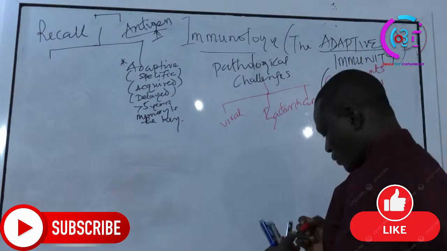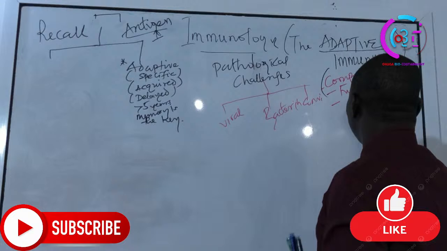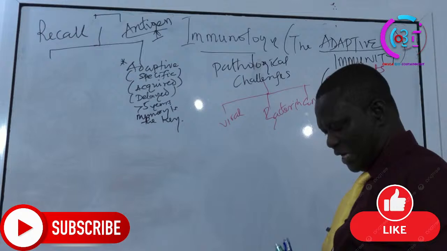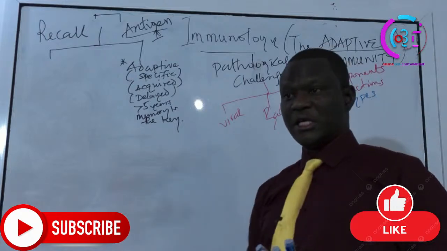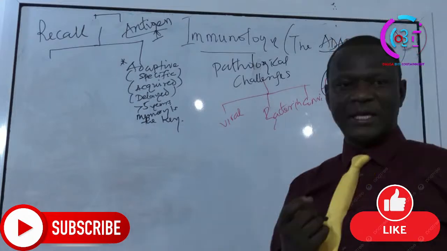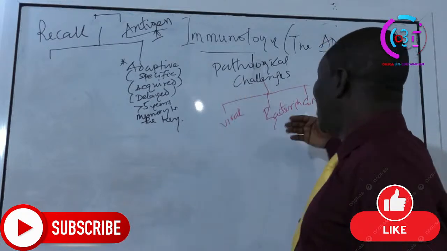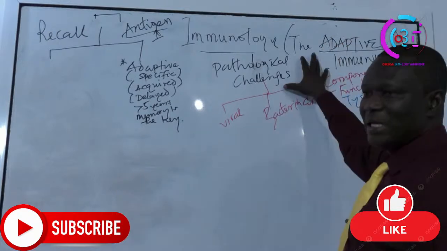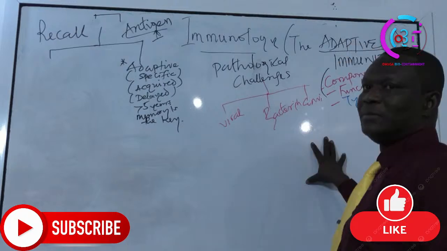Then we'll be able to know the types of all these components, and probably we will conclude these aspects by picking a typical example of a challenge, which could be a viral challenge, it could be bacterial, it could be an environmental challenge that will require that we engage the immune system.